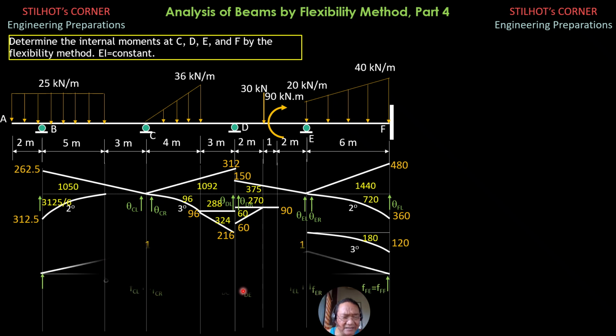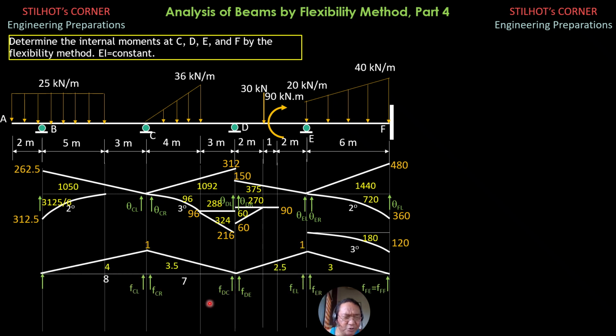Next, due to the unit couple at C, this is the moment diagram by parts. Call this FC left, FC right. And therefore this is the force at D, point D, due to the unit couple or unit displacement at C.